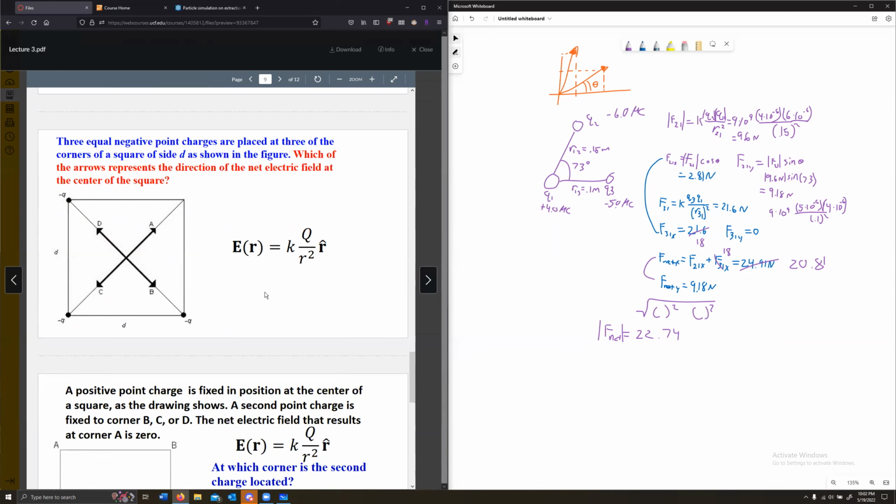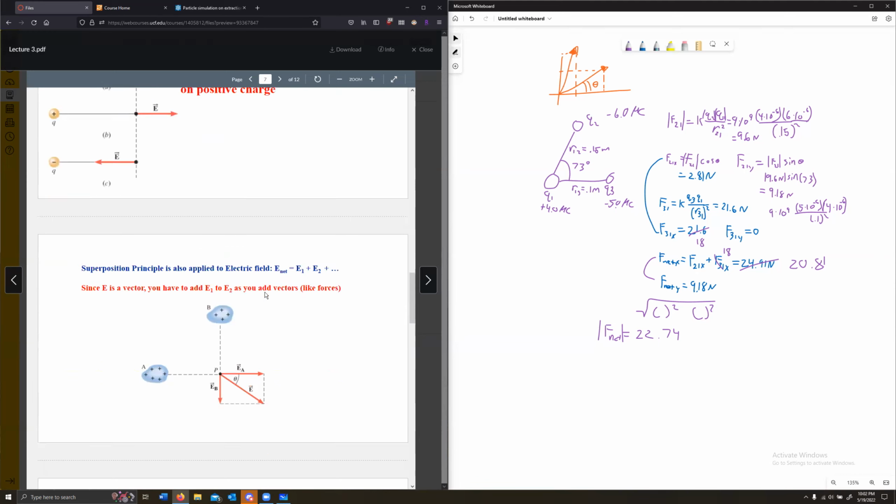It would be C, because if you look back, the electric field goes in the same direction as the force, so we're treating the center as a positive charge. So it would be the force from... Oh, since B and D cancel out. Sorry, I was thinking back on the other one.